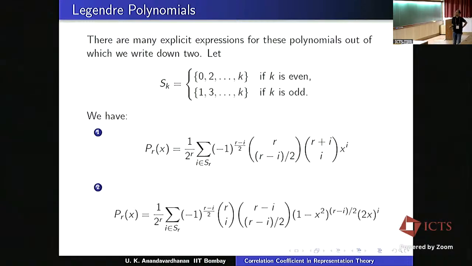And here is another expression. Now it's not in terms of x alone, but in terms of 1 minus x square and x. And then these coefficients change a little bit. The normalization factor remains the same. And the degree you can see is r. Okay. So there are many other similar expressions, but let me state these 2.